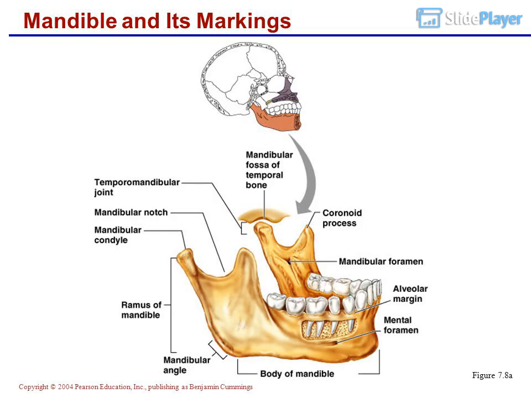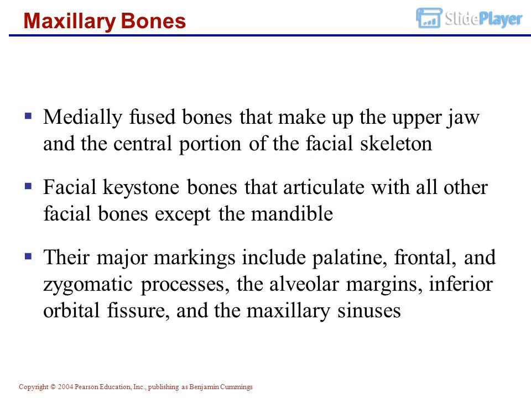Mandible and its markings. Figure 7.8a. Maxillary bones. Medially fused bones that make up the upper jaw and the central portion of the facial skeleton. Facial keystone bones that articulate with all other facial bones except the mandible. Their major markings include palatine, frontal, and zygomatic processes, the alveolar margins, inferior orbital fissure, and the maxillary sinuses.